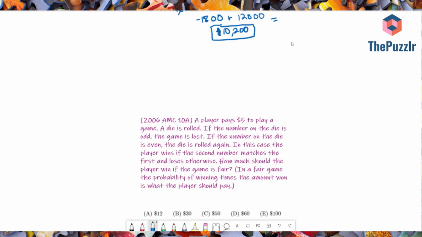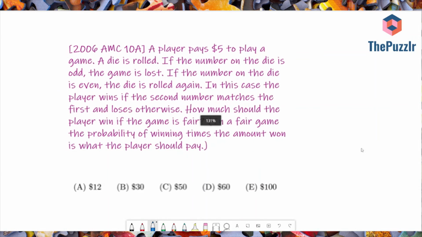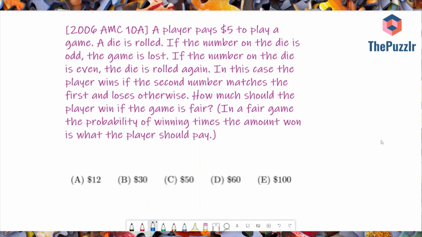Okay. Those were the easy problems. Let's look at an actual AMC 10A problem with expected value. So 2006 AMC 10A. A player pays $5 to play a game. A die is rolled. If the number on the die is odd, the game is lost. If the number on the die is even, the die is rolled again. In this case, the player wins if the second number matches the first and loses otherwise. How much should the player win if the game is fair?